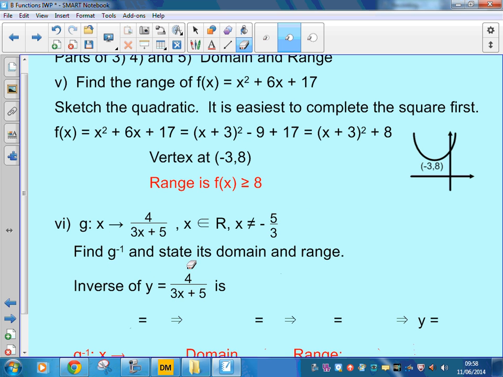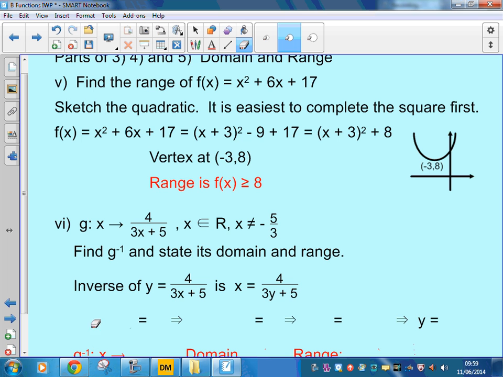Right, find g⁻¹, state the domain and range. So to find the inverse, as before, wherever you see a y, you put an x, and wherever you see an x, you put a y. So it becomes x equals 4 over (3y + 5). Now we need to rearrange it to make y the subject.